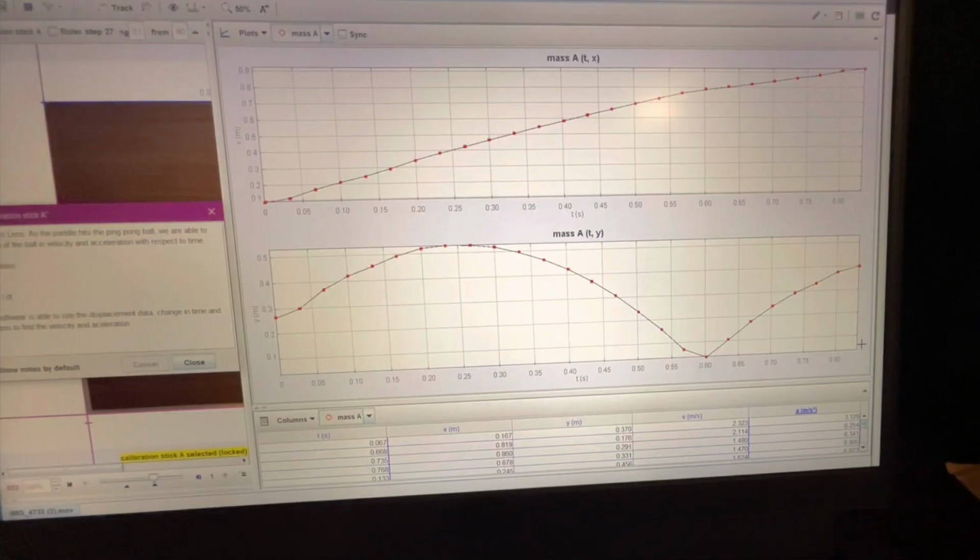The tracker software is able to use these displacement data, change in time, and these equations to find the velocity and acceleration of the system. Two graphs we're able to see here are the displacement in the x and y direction with respect to time, x being the top and the y being the bottom graph.